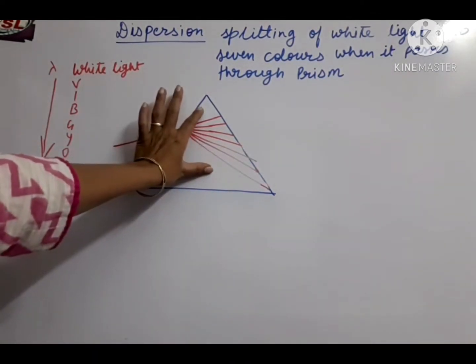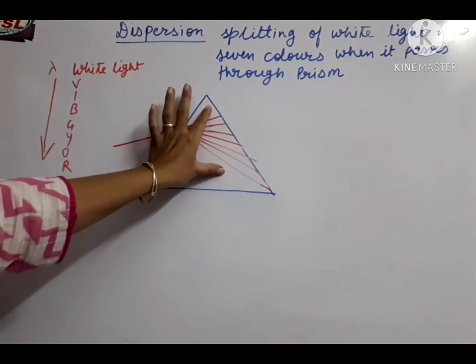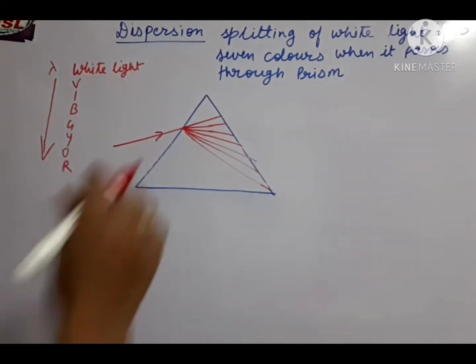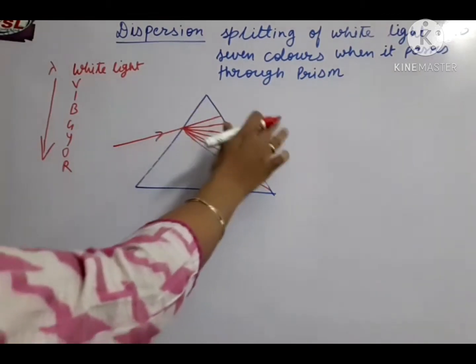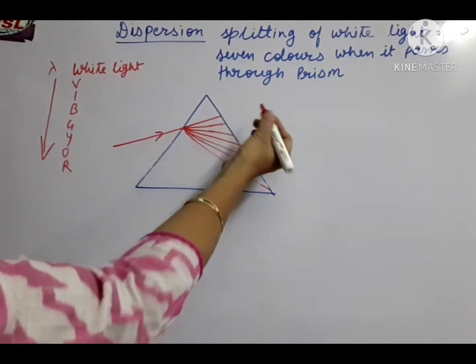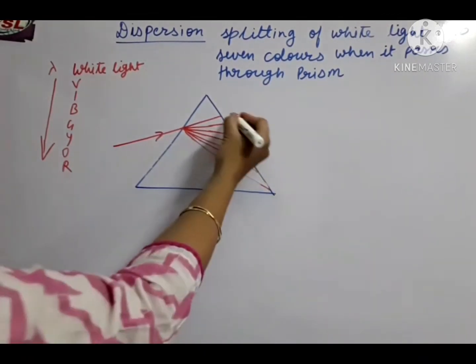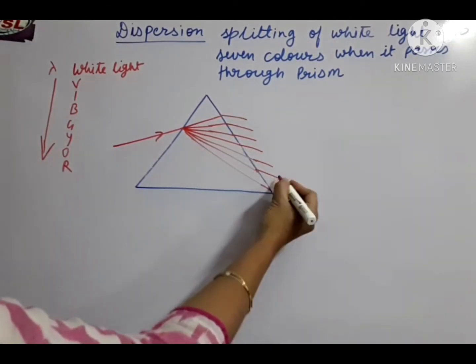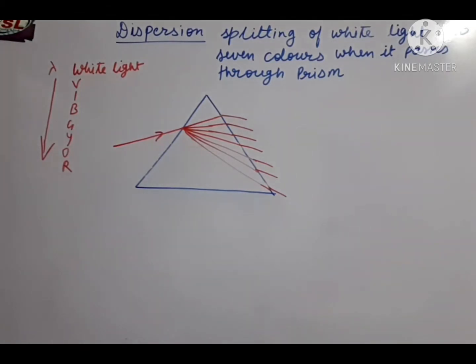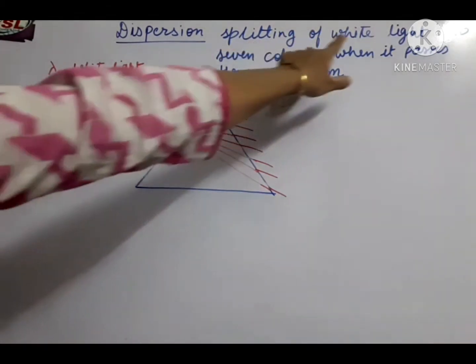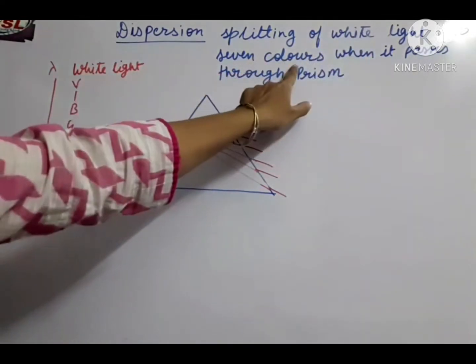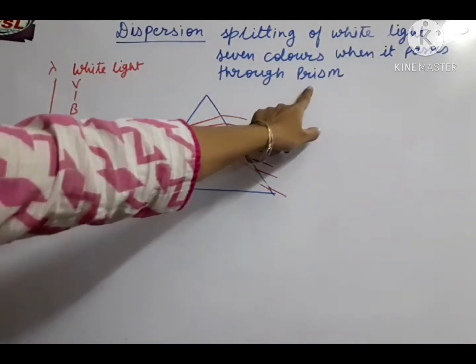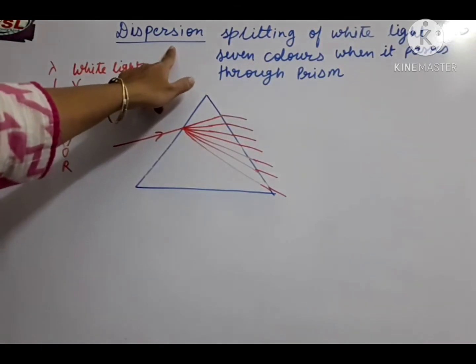After getting split, when all these 7 colors come out of the prism, from glass to air, obviously there will be a change in the path. They will turn away from the normal, so a little change in the path will take place. This phenomenon is called dispersion. So the splitting of white light into 7 colors when it passes through the prism is called dispersion.